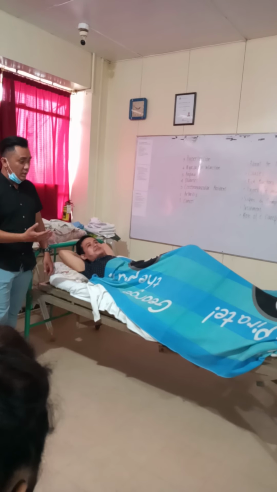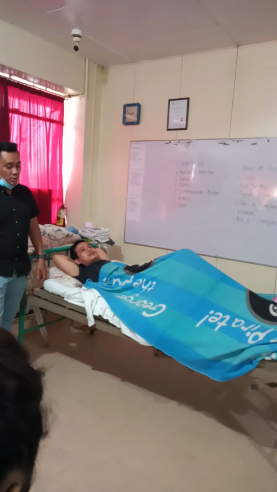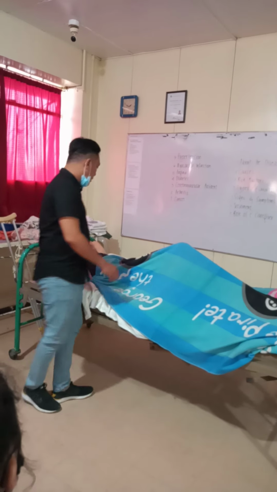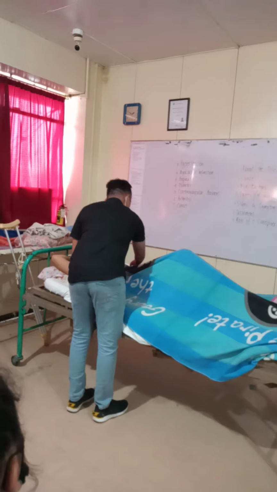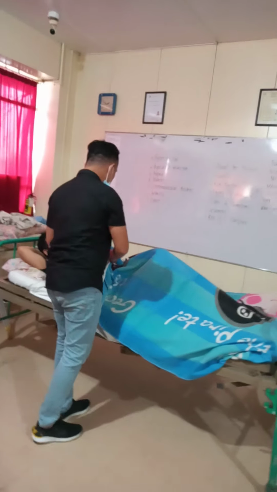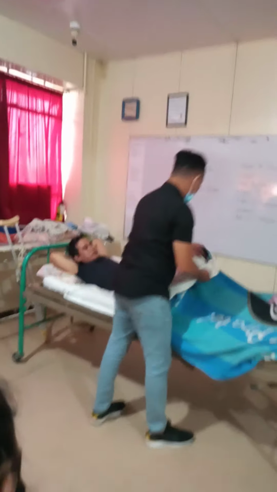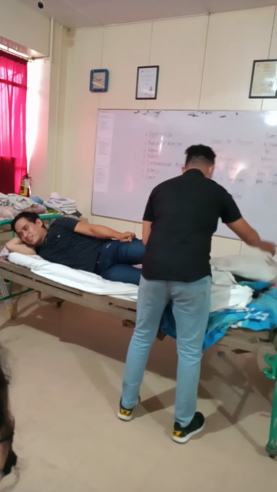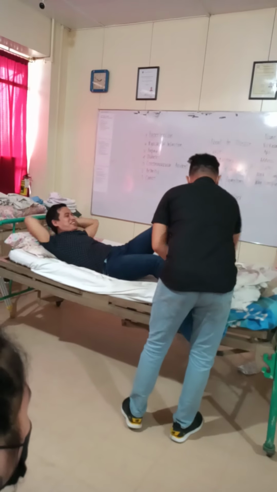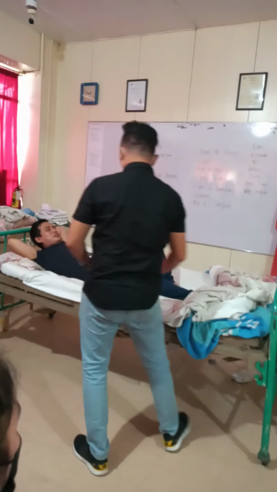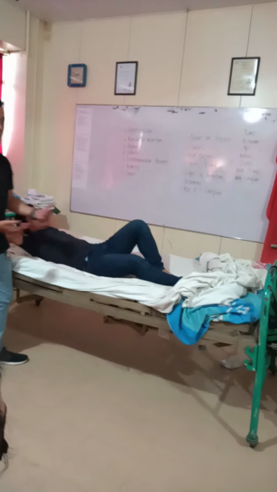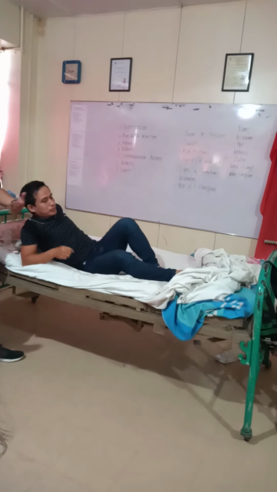Next one is we have to position the patient in a sitting position. So how do we do that? First, ask your patient, sir, is it okay to remove the blanket? Next, make sure that the patient is at least at the edge of the bed, at the side of the bed.